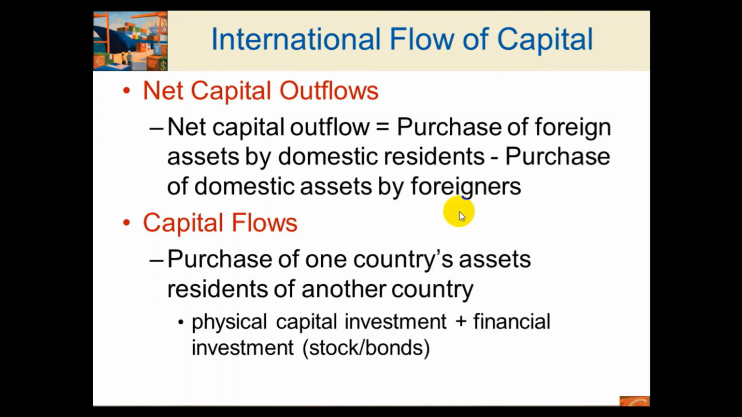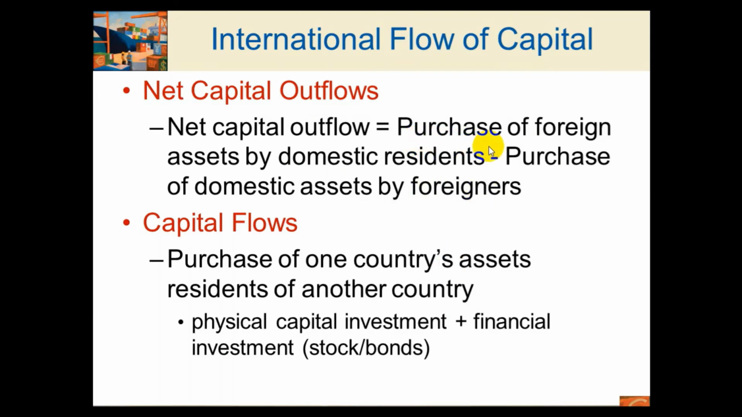So far we have discussed how an open economy works in the world market for goods and services. And now we're going to discuss the open economy in the financial market. Net capital outflow refers to the difference between the amount of foreign assets bought by domestic residents minus the amount of domestic assets bought by foreigners. Based on the formula, net capital outflow is the purchase of foreign assets by domestic residents minus the purchase of domestic assets by foreigners.